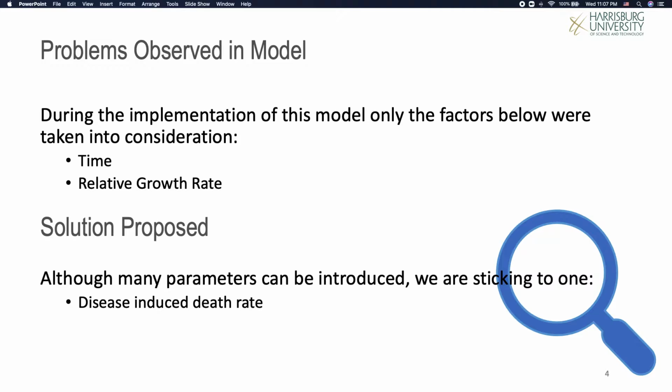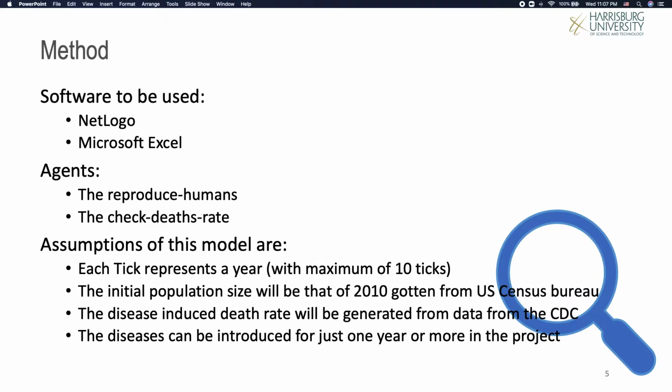However, when he was implementing this model, he only took into consideration time and relative growth rate. So the solution we proposed was to introduce another parameter called disease-induced death rate.